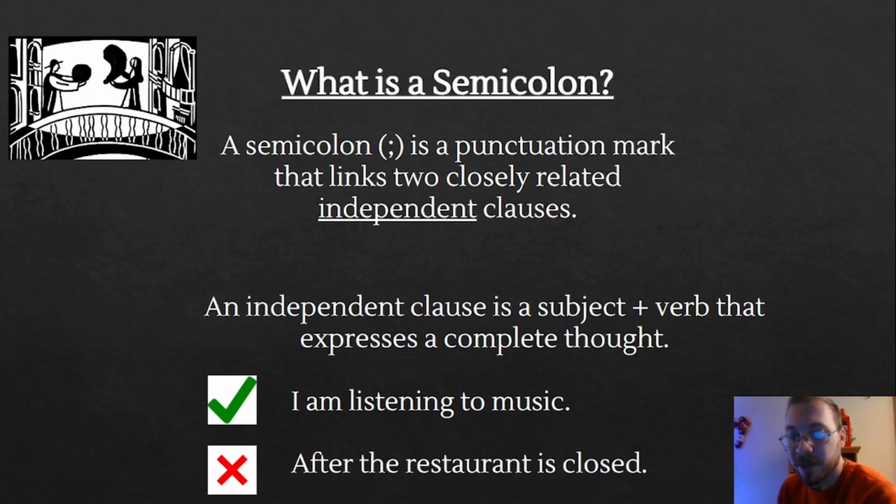Then we've got after the restaurant is closed. And then when you say after the restaurant is closed, the person that you're talking to would be like, after the restaurant is closed, what happened? So that's a dependent clause because it depends on further information. It is not a standalone sentence. It does not express a complete thought. So semicolons connect two independent, complete thoughts together. And that's an important thing to remember.